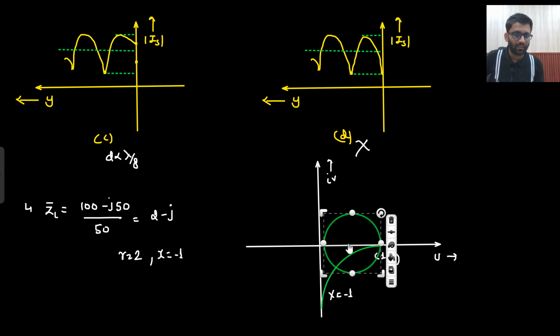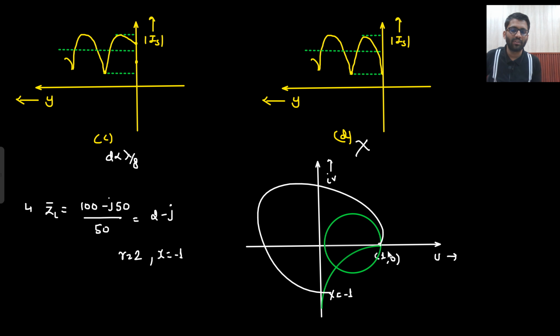Why is it like this? Because as the value of r increases, the radius decreases. For r equals to 0, this was the circle. For r equals to 1, this was the circle. Now for r equals to 2, this would be the circle. So where is it cutting? Here it is cutting. Can I draw the constant VSWR circle now?